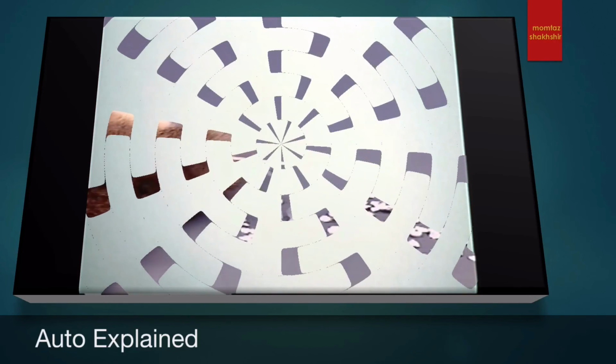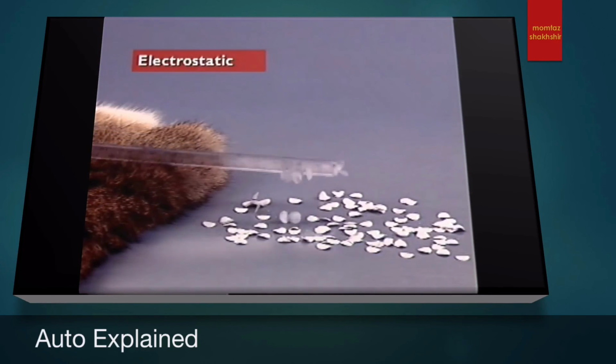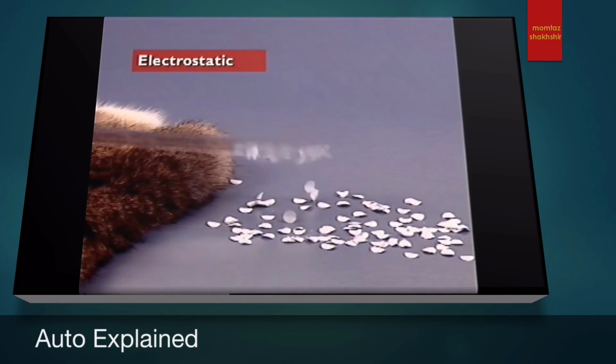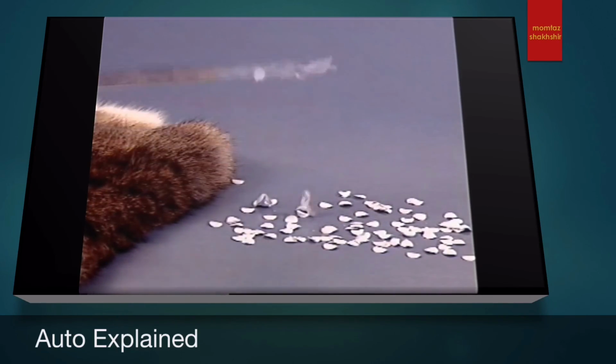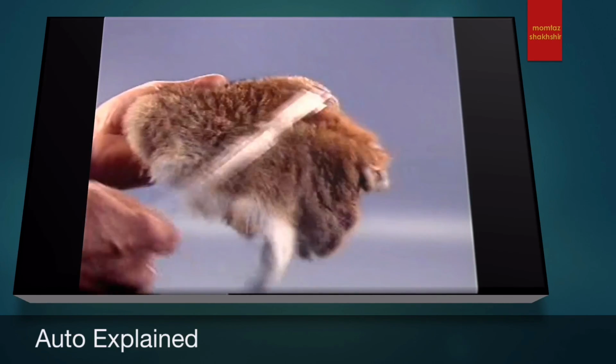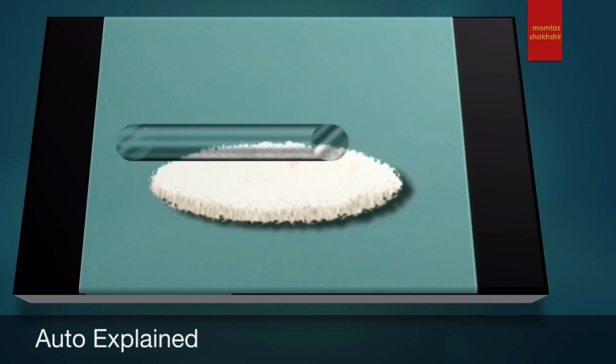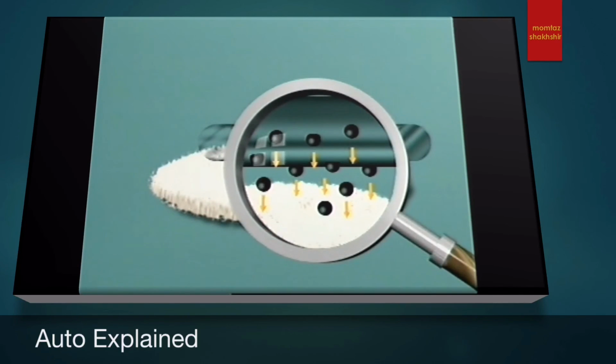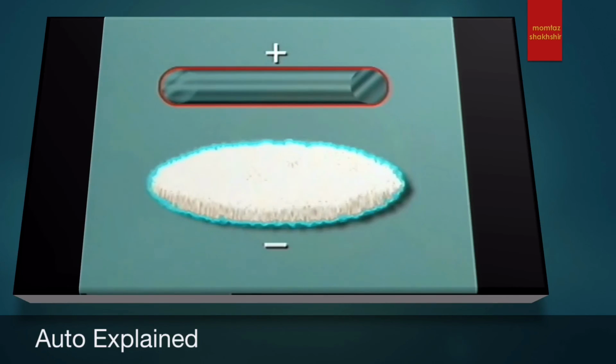This section examines static electricity. Static electricity can be induced by rubbing 2 insulators together. One material loses electrons to the other. The one losing electrons becomes positively charged. The other gains electrons to become negatively charged.